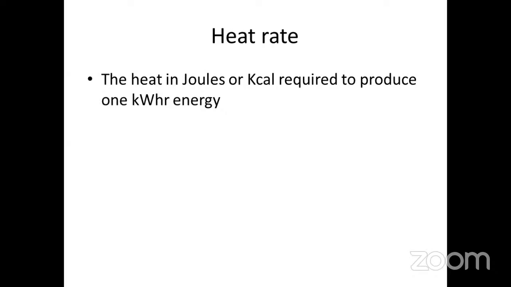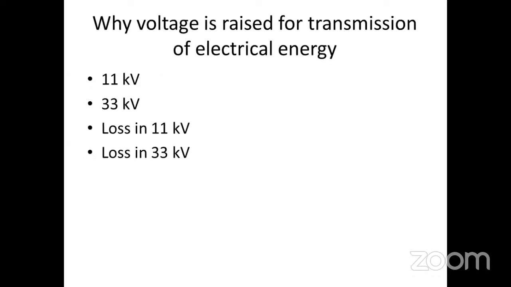When compared with the standard, the heat rate will be more. Our aim is to reduce the heat rate, right? Most of the power plants do not comply with this heat rate target. Why is voltage raised for transmission of electric energy? We discussed it already. 11 kV, 33 kV. Loss in 33 kV and loss in 11 kV. In 33 kV, loss will be very much less. This one we discussed already, sir.